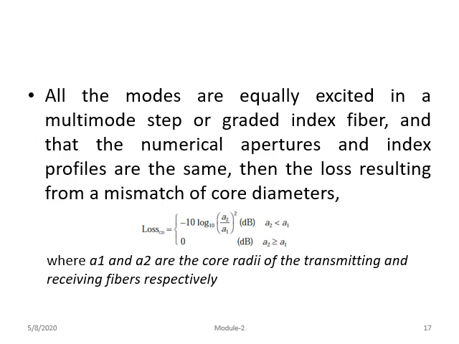If all modes are equally excited in the multimode or graded fiber, and the numerical aperture and index profiles are the same, then the loss resulting from the mismatch is in terms of core diameter. All are matching but the core diameter is different. The loss is minus 10 log base 10 of (a2 by a1) whole squared, in decibels, where a1 and a2 are the core radii of the transmitting and receiving fibers respectively. This applies under step or graded index fiber when only the core diameter is mismatched. Here a2 must be less than a1, else the loss is 0.